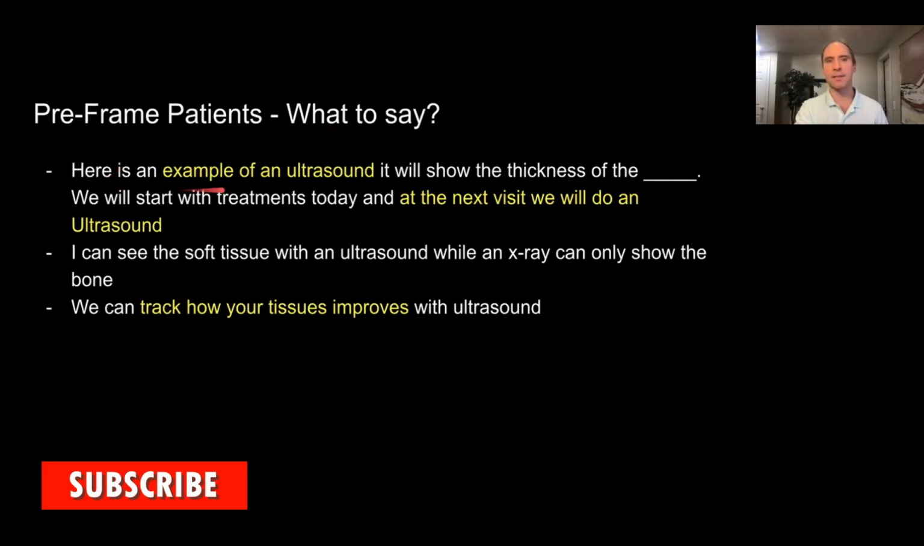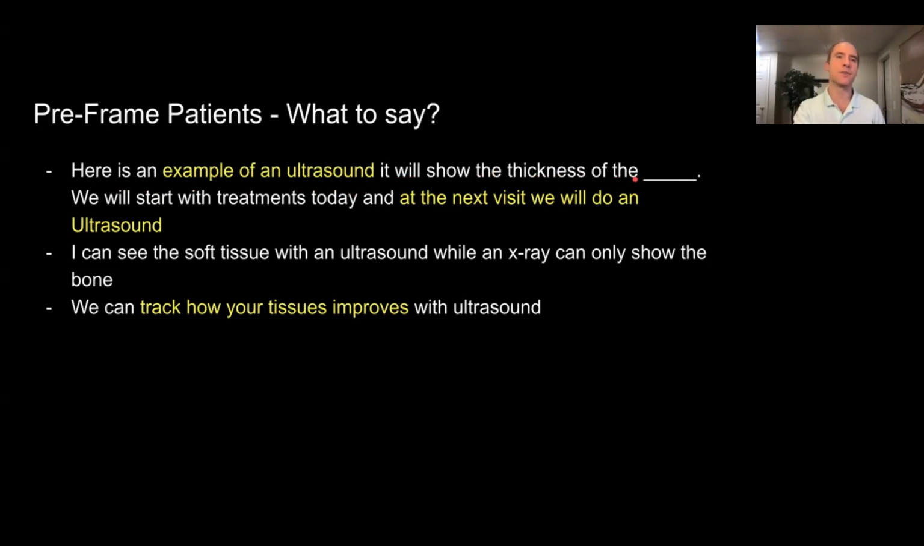I always say, here is an example of an ultrasound. It will show the thickness of plantar fasciitis, Achilles tendon, whatever I'm saying. We're going to start treatment. We will start with treatments today, and at the next visit, we will do an ultrasound. This is the way I do it.